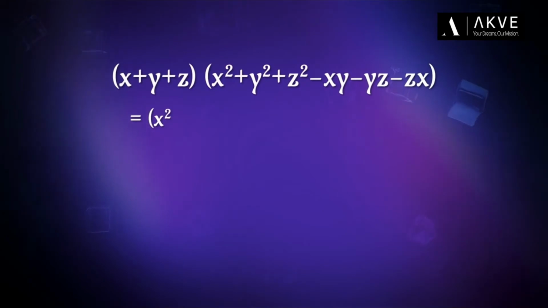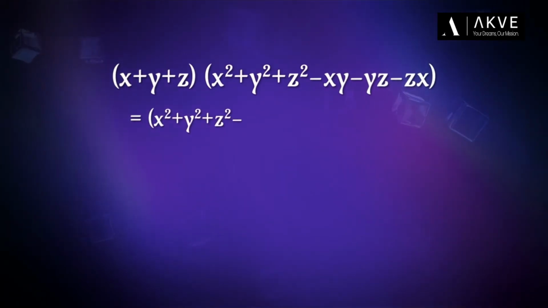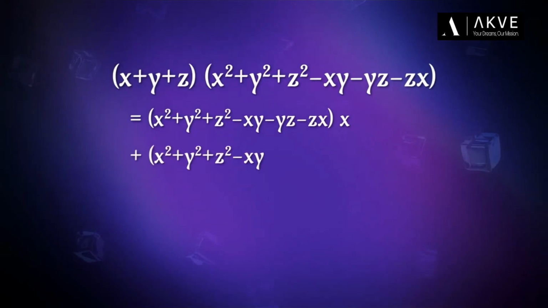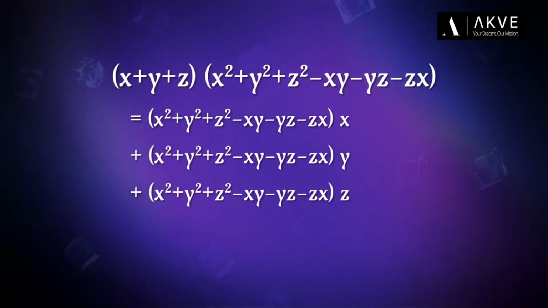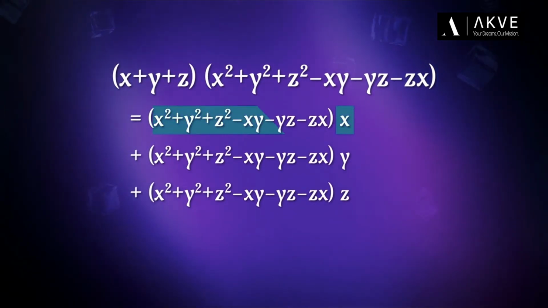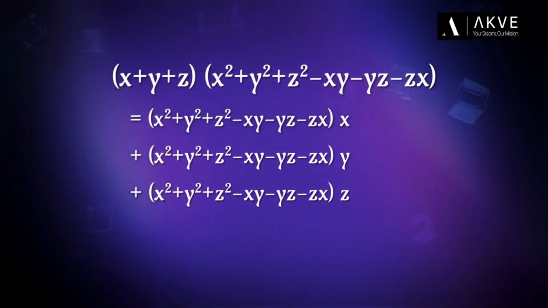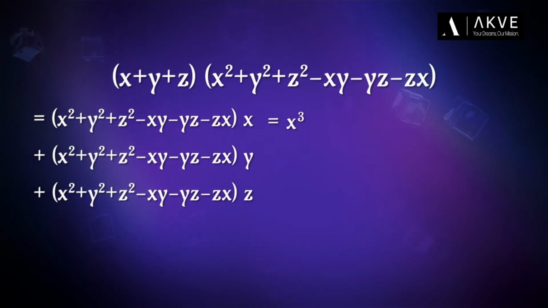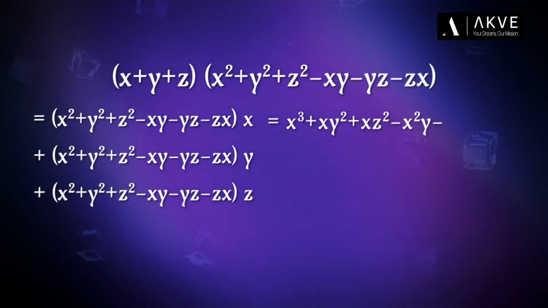So, we have x squared plus y squared plus z squared minus xy minus yz minus zx multiplied by each of x, y and z. Now, let's expand each of them. When we multiply x and (x squared plus y squared plus z squared minus xy minus yz minus zx), we get x cubed plus xy squared plus xz squared minus x squared y minus xyz minus zx squared.